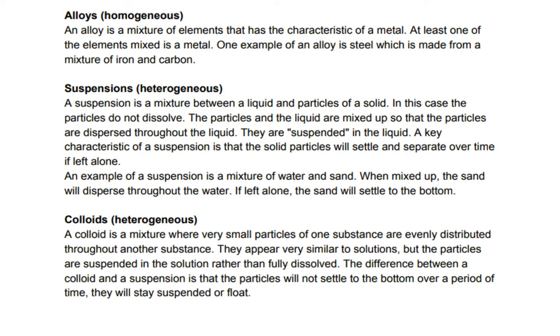Another type of mixture, which I did not explain, is alloys. Alloys are homogeneous. An alloy is a mixture of elements that has the characteristics of a metal. At least one of the elements mixed is a metal. One example is steel, which is made from a mixture of iron and carbon.